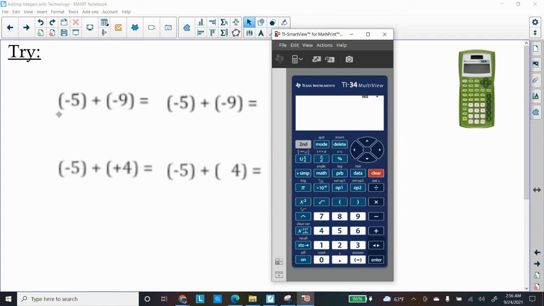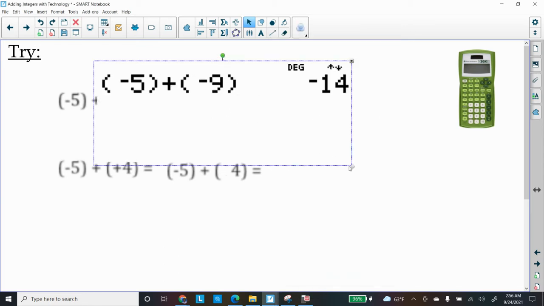All right. So here we got -5 plus -9. So in parentheses, I'm going to use the negative button. Remember, it's on the bottom. -5 plus parentheses -9 parentheses, enter. I get -14 up there for the top.